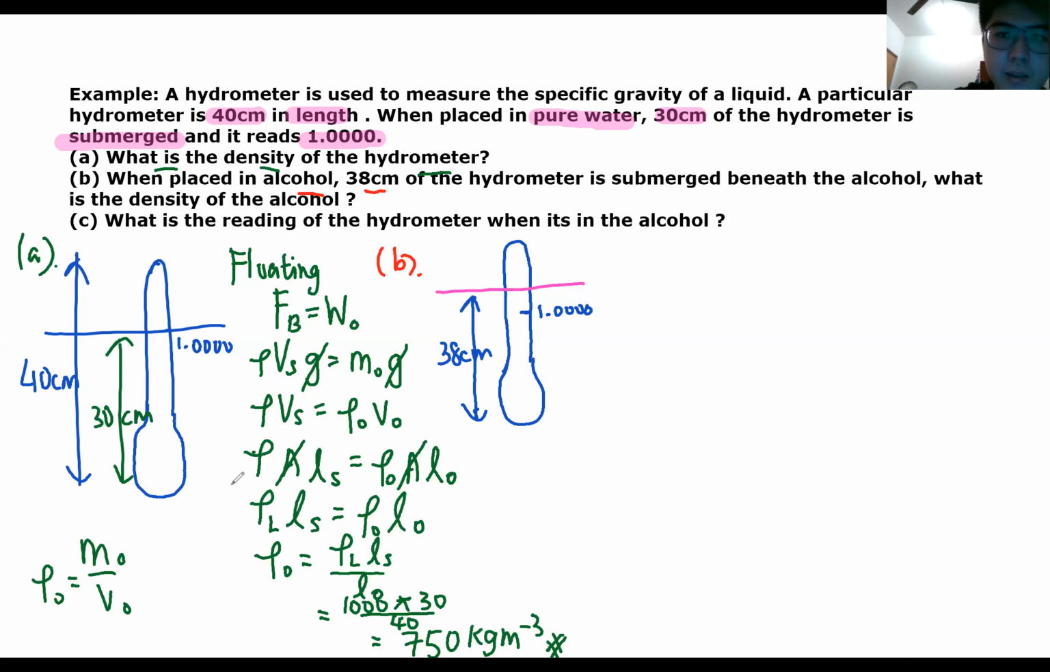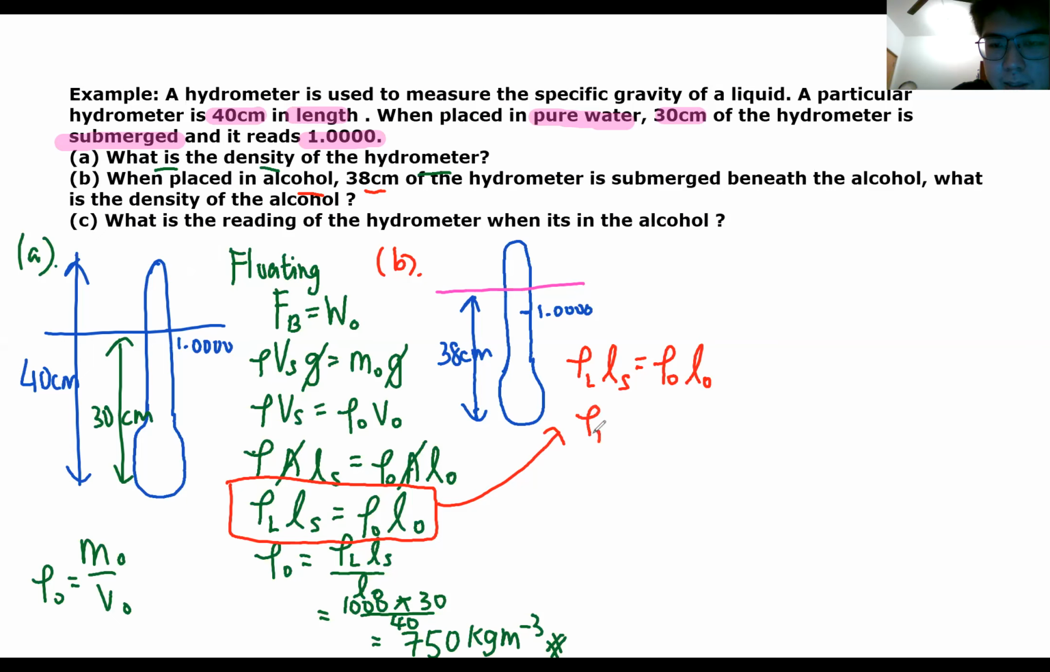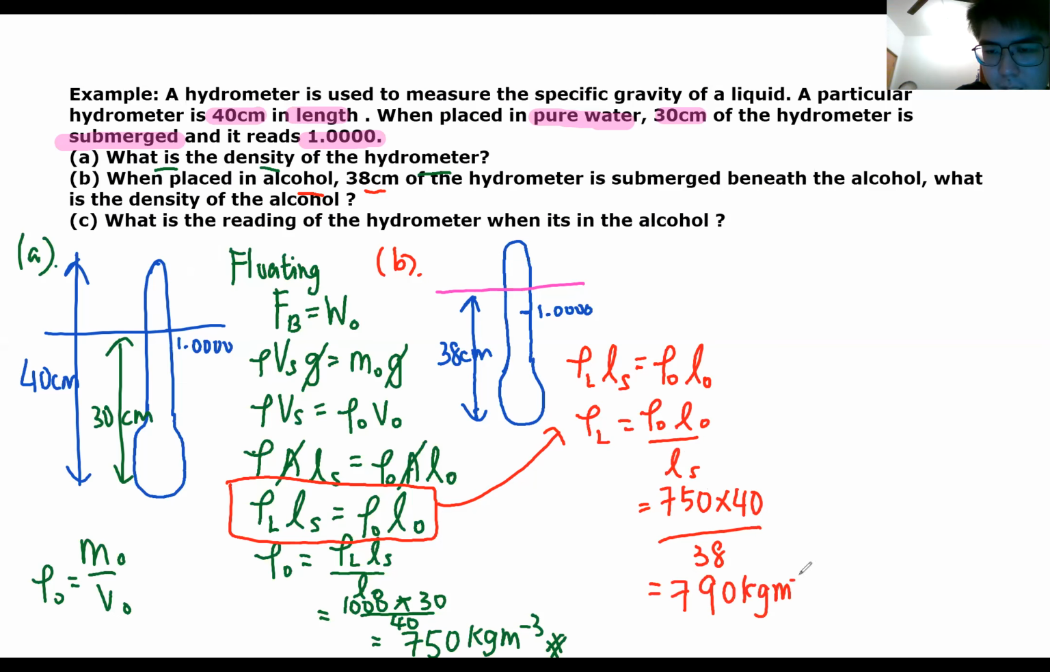We use the same equation we have derived. Let's bring it up here. The density of the liquid equals the length of the object and density of the object, divided by the submerged length. So to find the alcohol, the density of the liquid equals the density of the object times the length of the object divided by the submerged length. So this is 750 times 40, then divided by 38. Then I can find the density of the alcohol, which is 790 kg m⁻³. This is the answer.